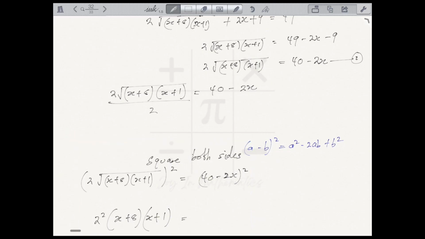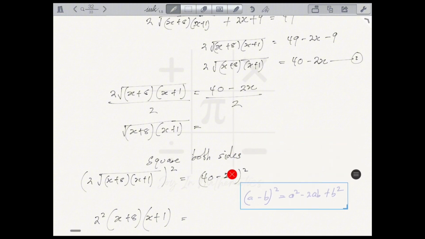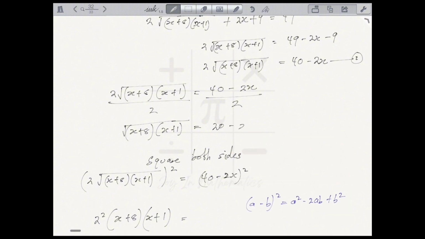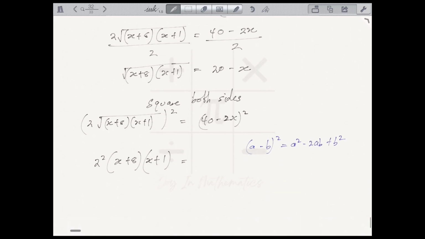We can reduce this expression by 2 if we divide both sides by 2, so we will have just x plus 8 here, and likewise x plus 1, so that this will make our simplification quite easy. So therefore this will result into 20 minus x.